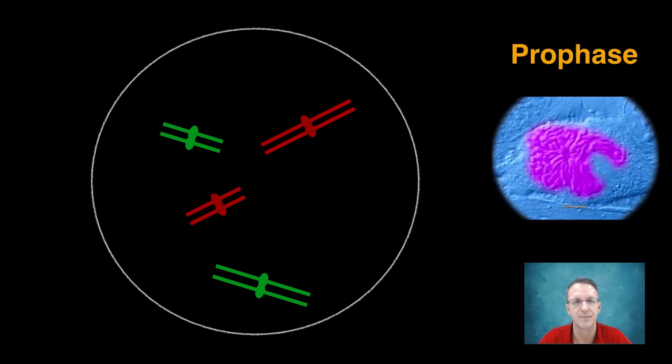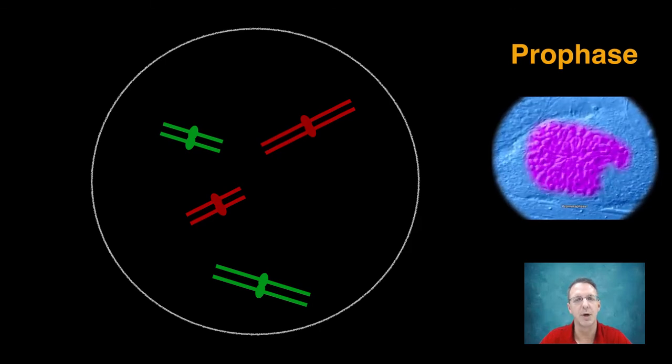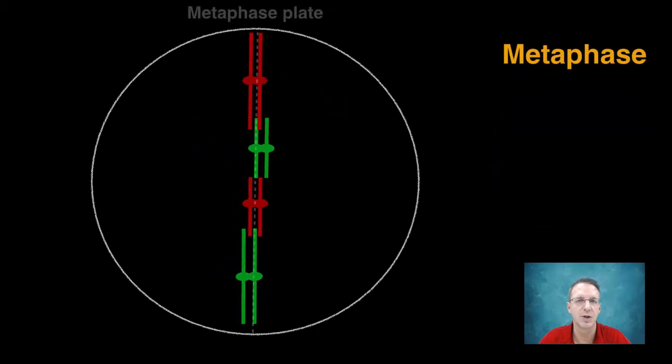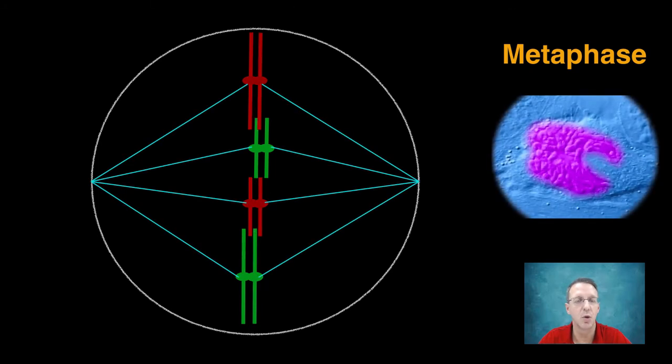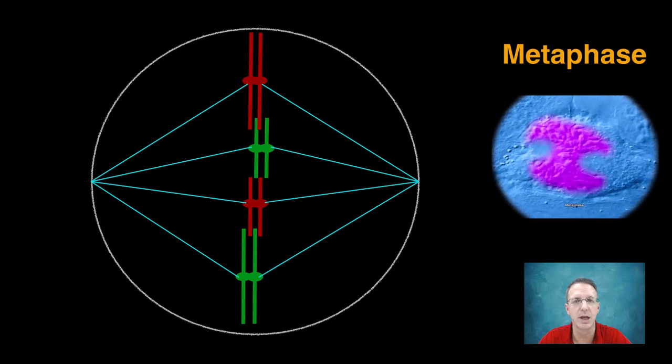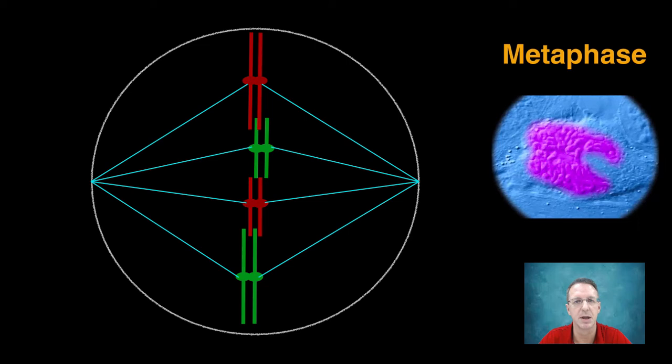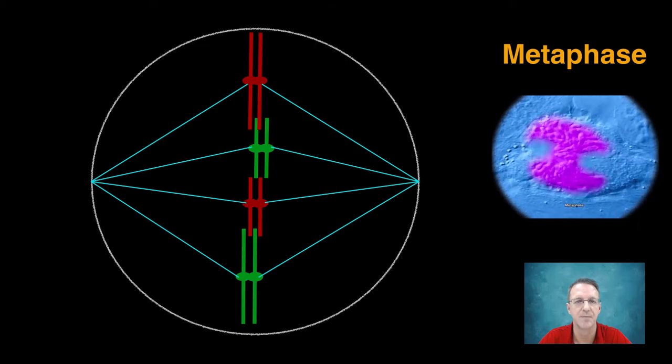in a real cell. Now, once those spindle fibers bind to the centromeres, they help move the chromosomes to the center of the cell until they're aligned on what's called the metaphase plate. The spindle fibers hold the chromosomes there until they're ready to be divided. And you can see the chromosomes moving to the middle of the cell in this video.